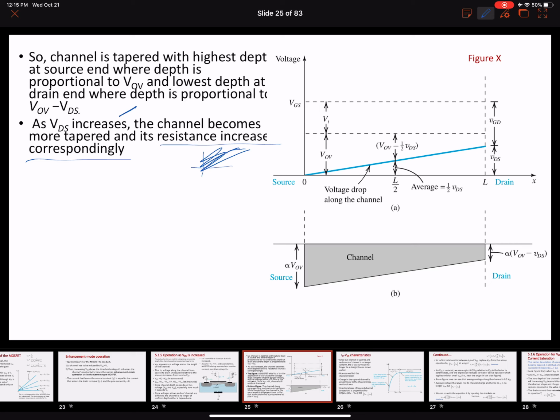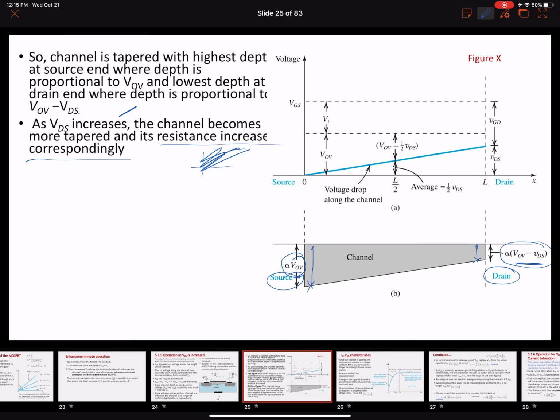Let's look at the bottom figure first. We have a source end and a drain end. At the source end, the effective voltage appearing is the overdrive voltage. At the drain, it is the overdrive voltage minus VDS. We have talked about this multiple times now. Since more voltage is appearing at the source as compared to the drain, the depth is higher at the source as compared to the drain. That is why this looks like a tapered channel, or a trapezium.